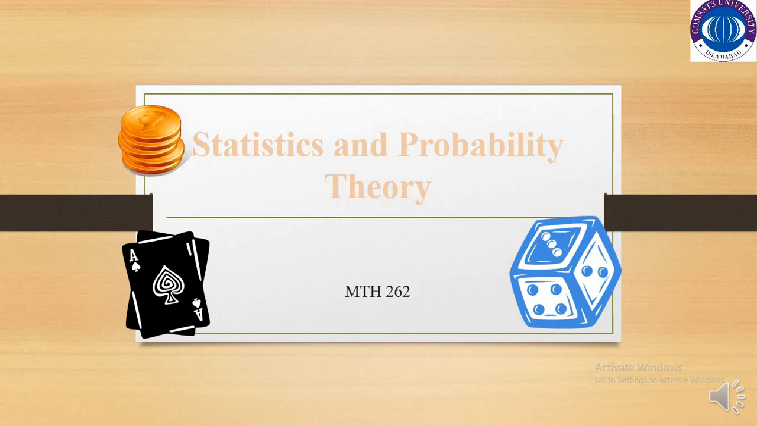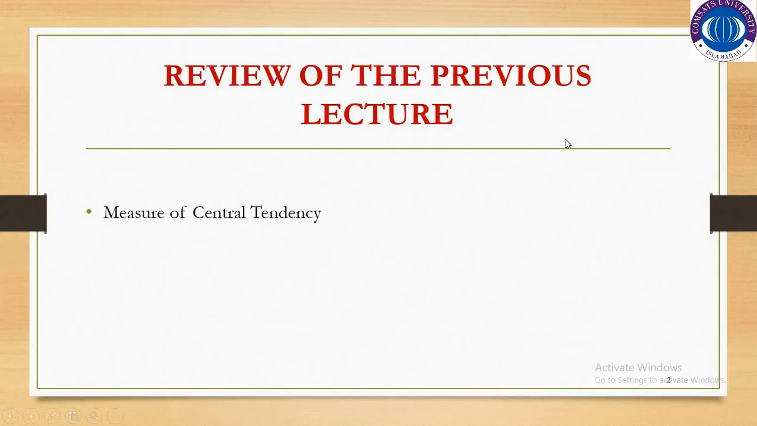Bismillahirrahmanirrahim. So this is the first part of the fifth lecture of statistics and probability theory. In the previous lecture, we discussed the measure of central tendency. A measure of central tendency is a single value which represents the whole data set, and usually we have three measures of central tendency: mean, median, and mode.